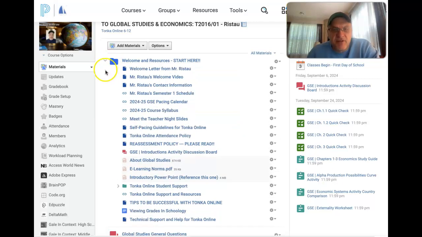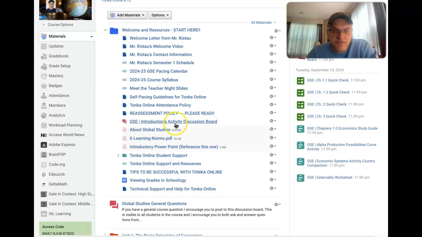That's flexible self-pacing. You set the pace within the confines of the unit. Once the Unit 1 exam is done and completed and submitted, we'll move on to Unit 2, just like we would in the classroom. If you have questions about this, please let me know. Self-pacing. The other policy is the reassessment policy.